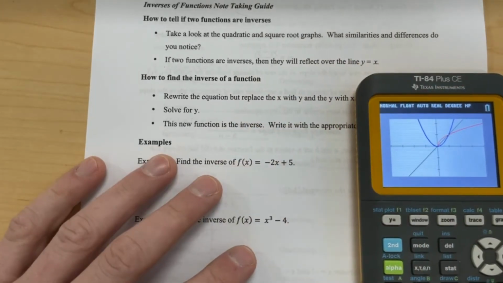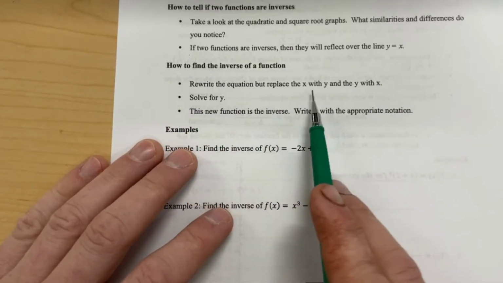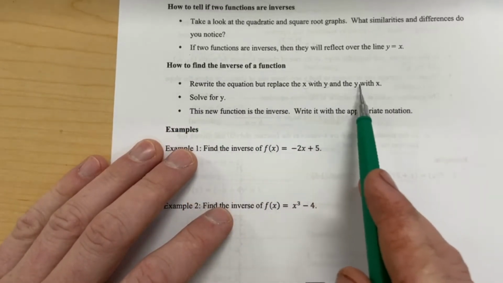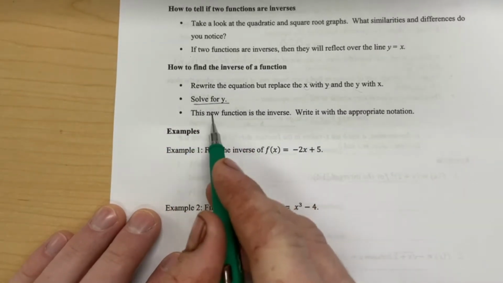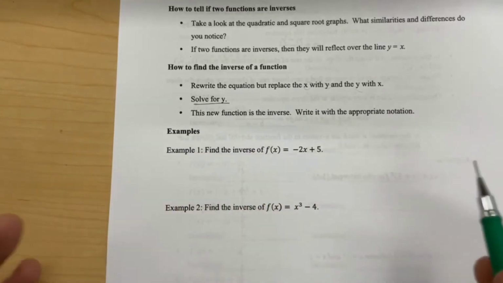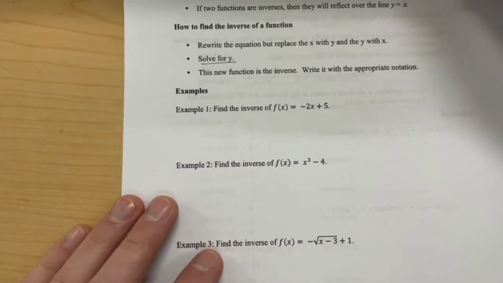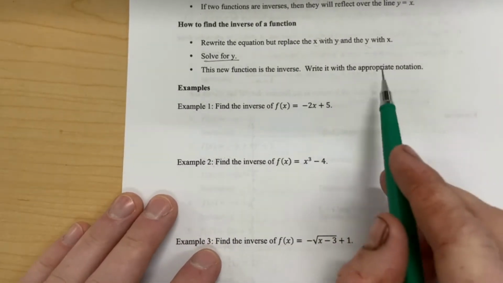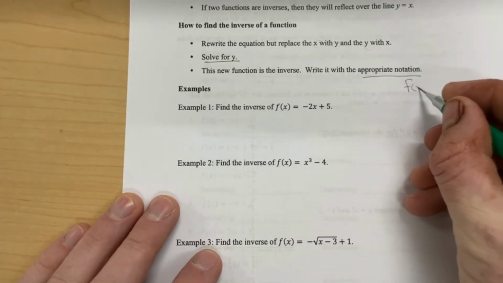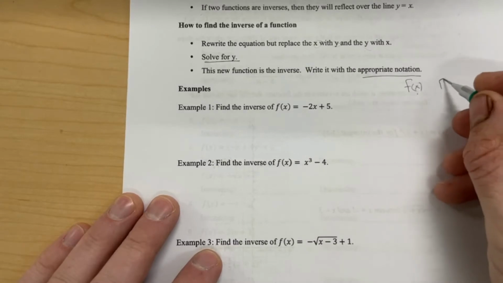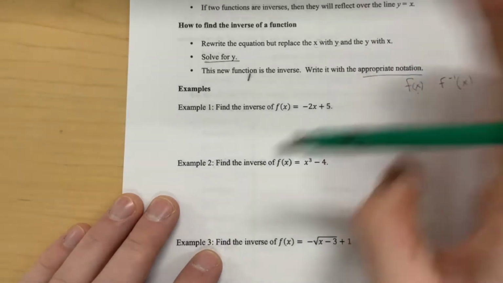Now, if you want to find an inverse algebraically, it's actually a pretty straightforward process. First thing you're going to want to do is rewrite the equation, but replace the x with y and the y with x. So you're just going to switch the x and y, and then you're going to solve for y. The new function that we've created is the inverse function. So we want to be sure to write it with the appropriate notation. Instead of saying f of x for our original function, we're going to call that f inverse of x for the inverse function, okay?